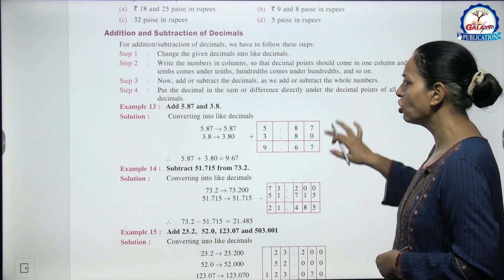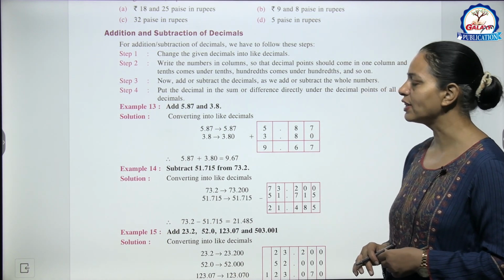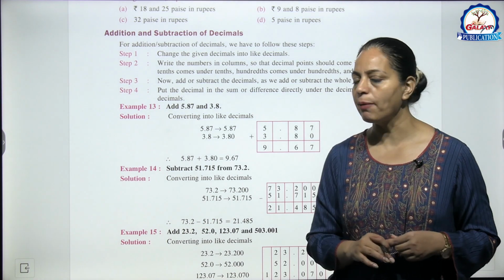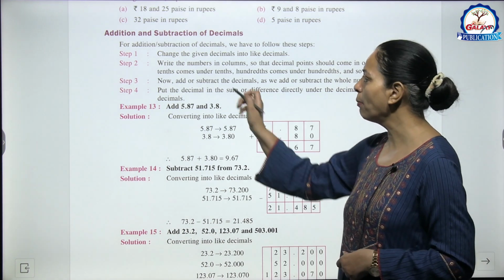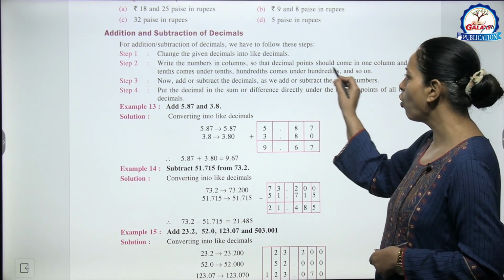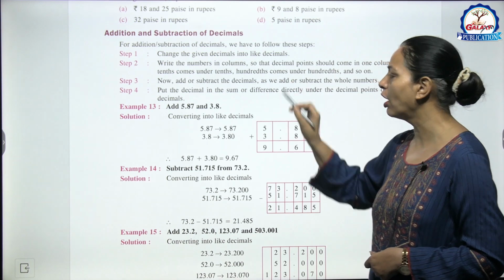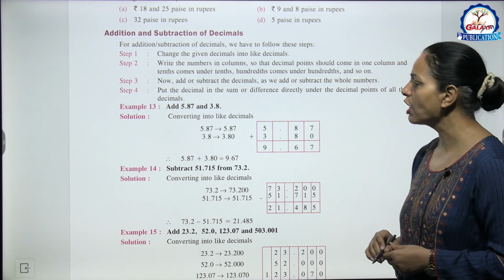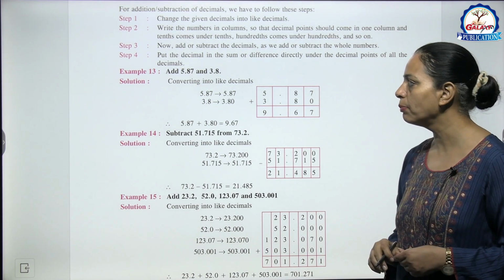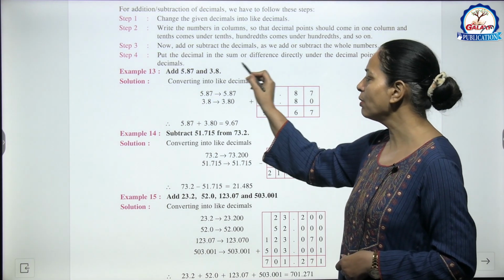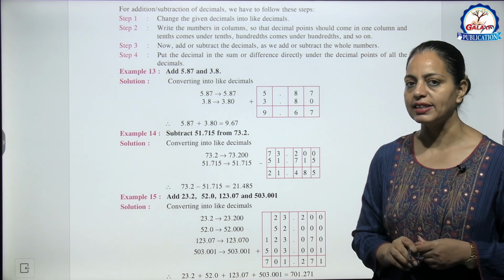The next is addition and subtraction of decimals. For addition and subtraction of decimals, we have to follow these steps. Step 1, change the given decimals into like decimals. Step 2, write the numbers in columns so that decimal points come in one column and tenths come under tenths, hundredths under hundredths, like this. Step 3, now add or subtract the decimals as we add or subtract whole numbers. Step 4, put the decimal in the sum or difference directly under the decimal point of all the decimals.